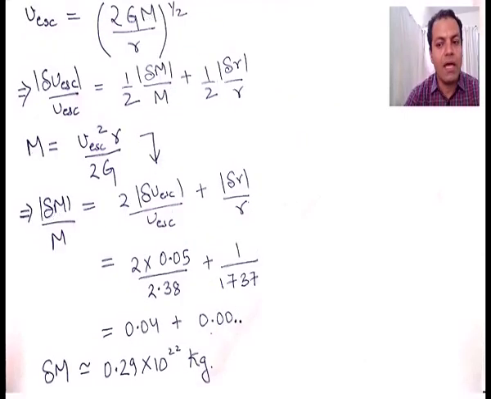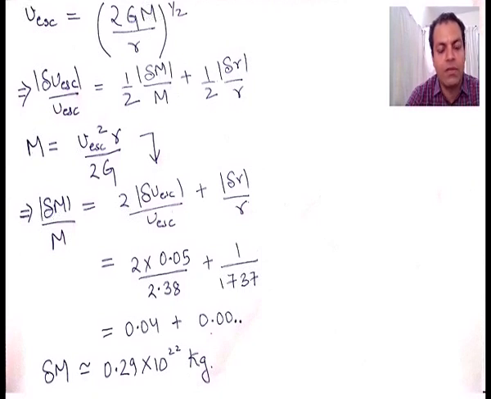Let us look at the expression for the escape velocity, which is under root of 2 times the gravitational constant times the mass divided by the radius. We can use this expression and the rule for the propagation of errors for a product of quantities to write the first expression. On the other hand, it would be more useful to bring the mass on one side, so I have brought the mass on the left hand side and equated it to v square r upon 2g.